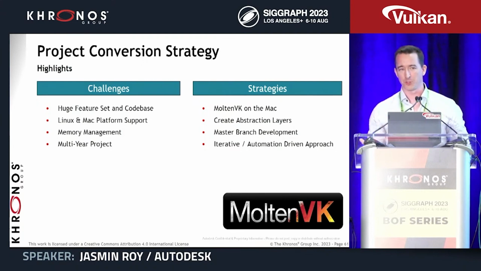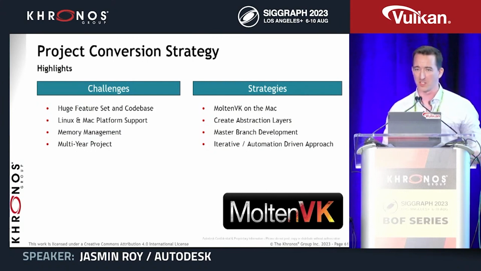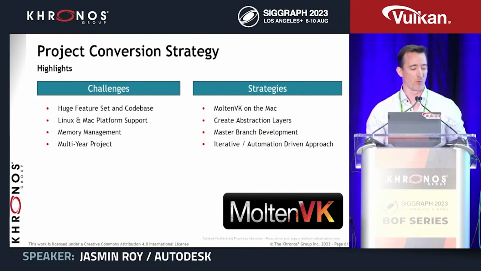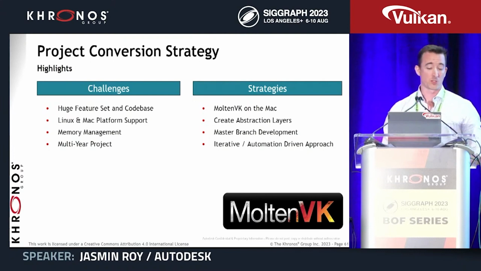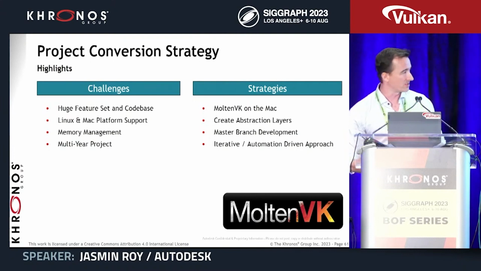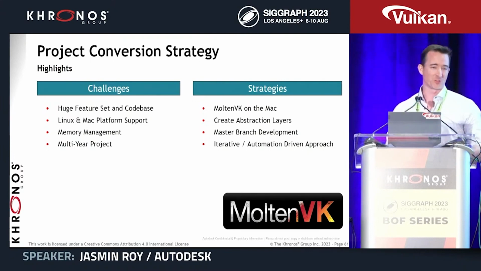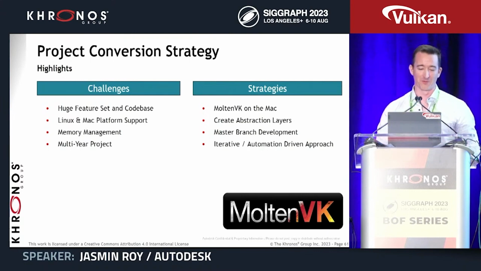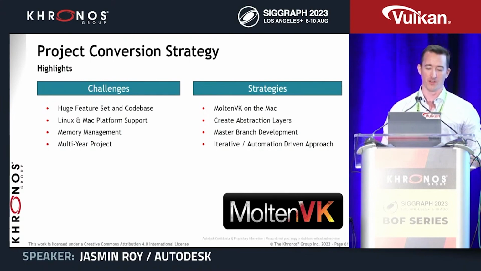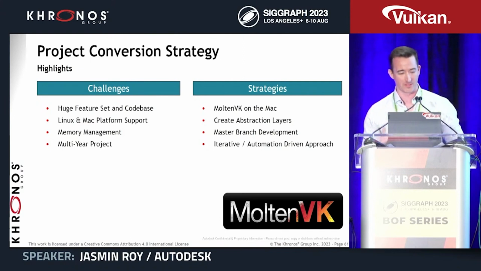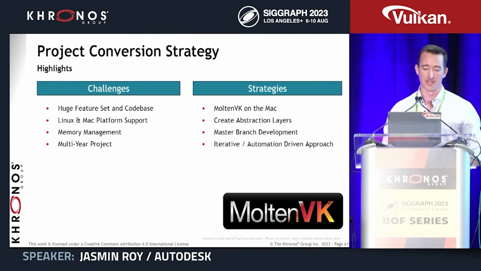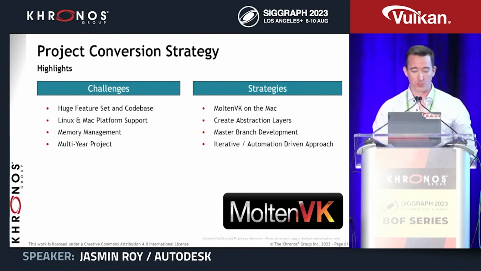And also the feature set for MoltenVK, I mean, we've never had any issues with features missing whatsoever, so that was great for us. Also abstraction layers, so I'll be talking about this in a few slides. Master branch, so if you're working on multi-year projects, obviously, if you can avoid branching out, that is also very important. And finally, iterative and automation-driven approach.